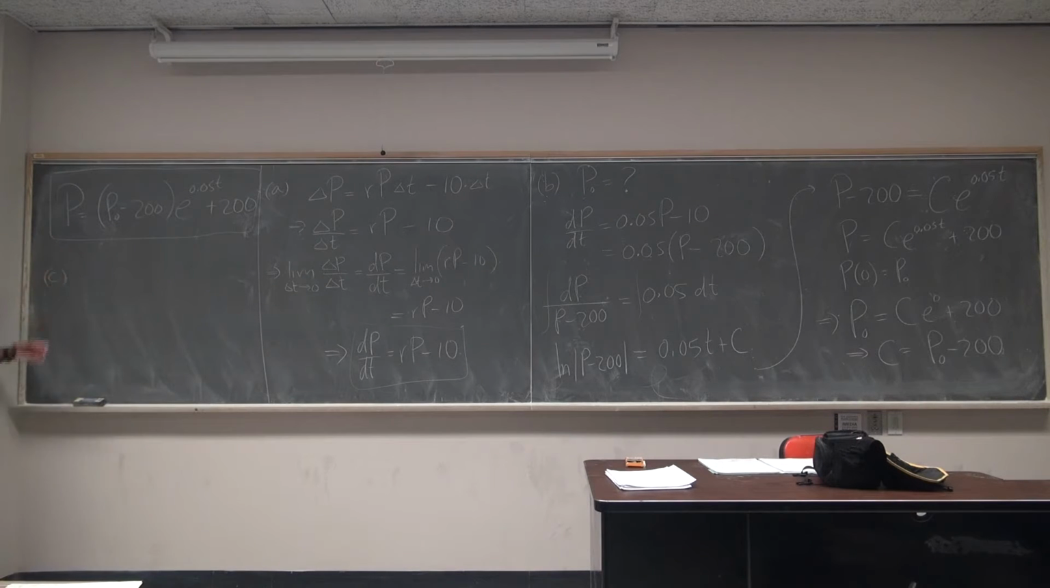Part C. It says, how large must the man's initial retirement savings be so that he can continue drawing his $10,000 income annuity for 20 years? Okay, so here they're asking you to find p0 such that you can be withdrawing $10,000 a year for 20 years. So how do we set that up?